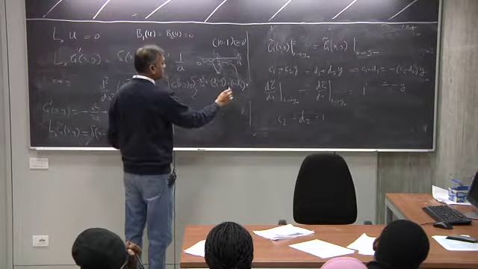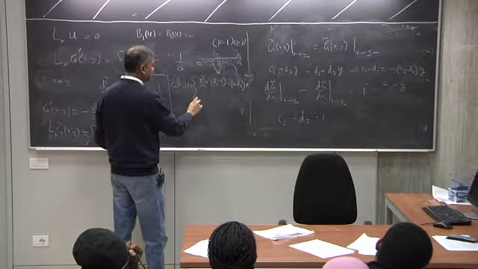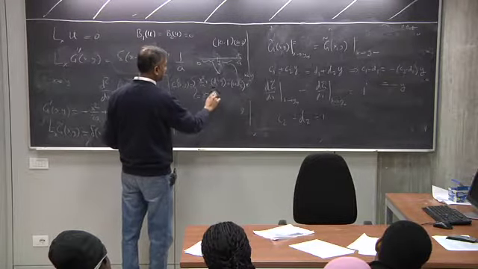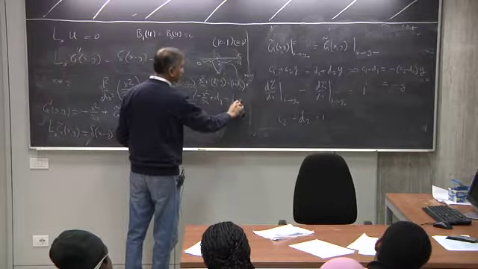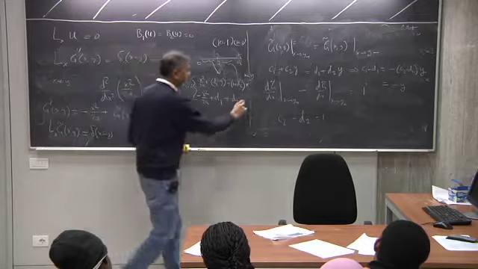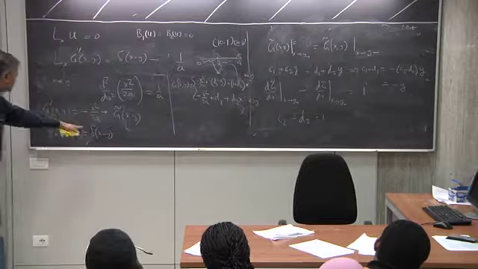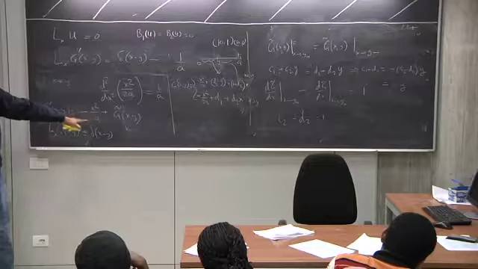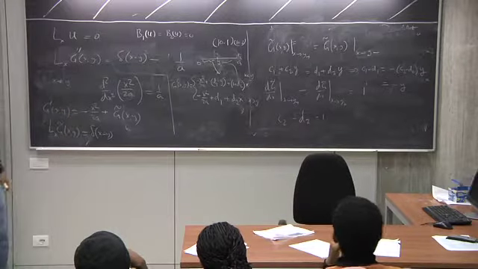So this is the region where x is less than y. And the other region is minus x squared over 2a plus d1 plus d2 x. This is for x greater than y. That is what we found so far. I just use the fact that G tilde satisfies those equations, and then G prime has an extra piece here. This is continuous. There's no discontinuity here, right? This is a continuous object.